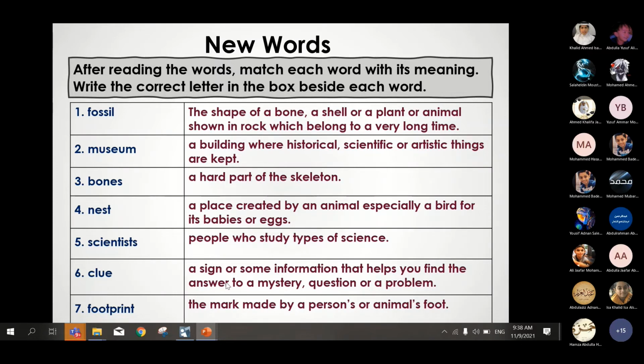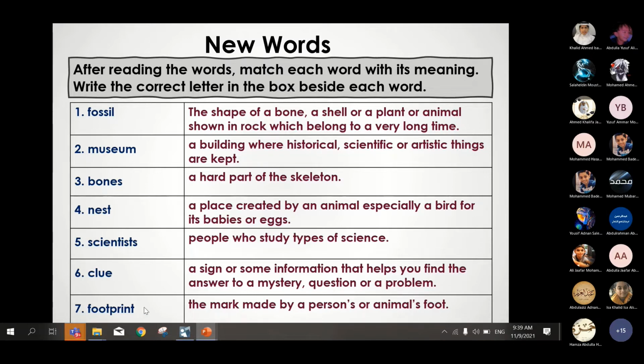Yeah, clue is a sign or some information that helps you find the answer to a mystery. For example, the police found somebody killed in the street. You say, I found the clue. I found the man who did this. So you have got the clue for this, okay? You have got the information that helps you find the answer to a mystery, question, or a problem.